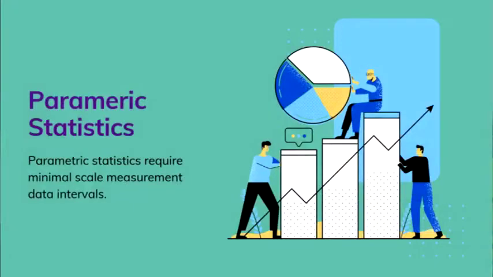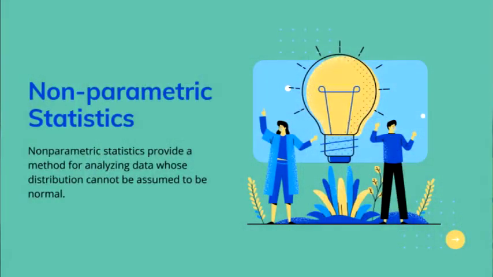Parametric statistics require data with a minimal interval measurement scale. Non-parametric statistics provide a method for analyzing data whose distribution cannot be assumed to be normal.